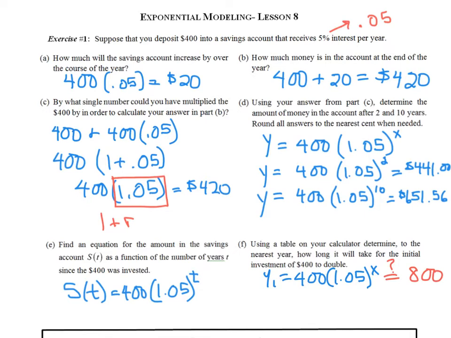Now take a second and look through your calculator table and see which year comes closest to $800. I got that it's going to take 14 years to double my investment. So check that on your calculator. You definitely need your calculator for today's lesson.